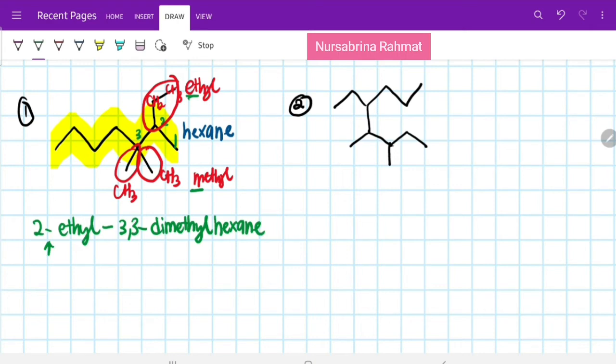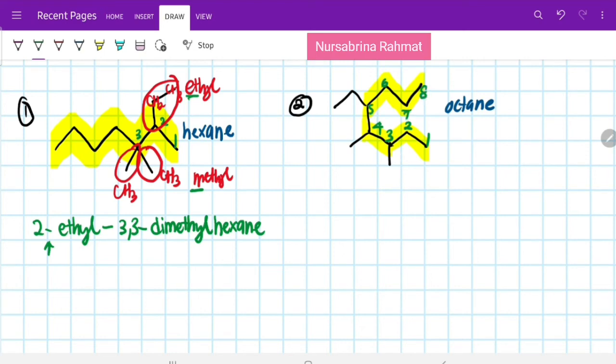Let's move on to the second question. Let's first highlight the main backbone, which is the longest carbon chain: 1, 2, 3, 1, 2, 3, 4, 5, 6, 7, 8. So there are 8 carbons in the backbone. That means this is an octane. Let's give it numbers: 1, 2, 3, 4, 5, 6, 7, 8.